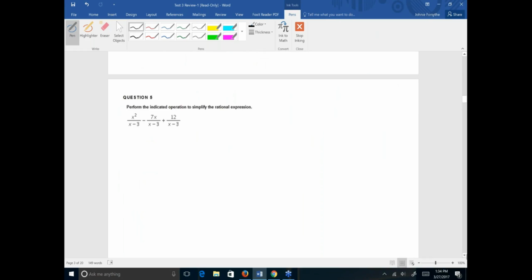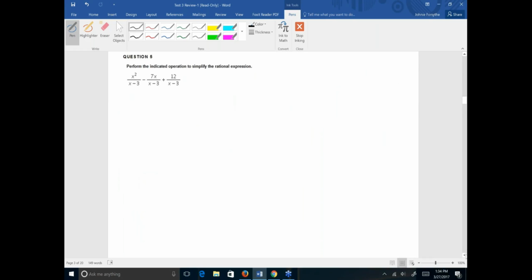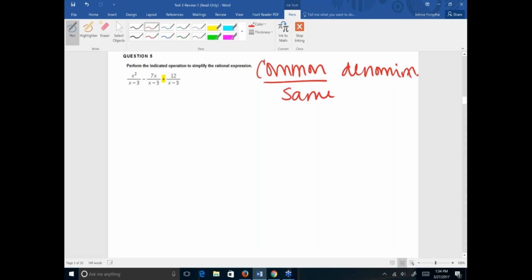Okay, question 5. Perform the indicated operation to simplify the rational expression. So in order to add and subtract rational expressions, the same thing as fractions, you must have a common denominator. The denominator must be the same, which in this case they are: x minus 3, x minus 3, x minus 3. So if they have the same common denominator, you just keep that denominator and then combine the top.